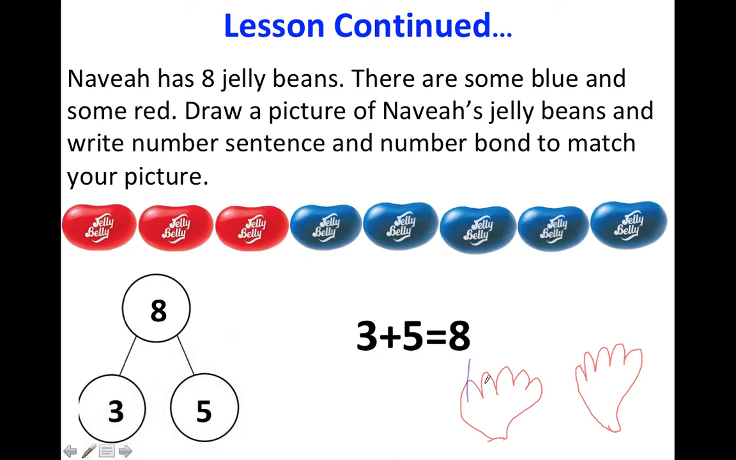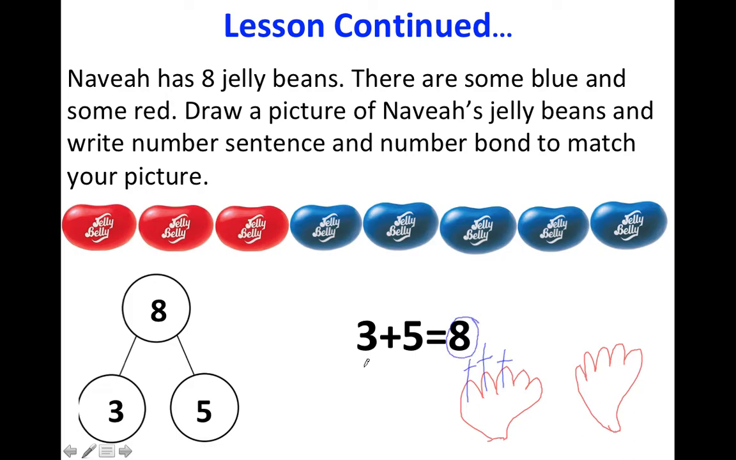So I have 3 jelly beans first. Then I have 5 fingers on the other hand. Do I really have to count through one again? No, I can just count on. I have 5 fingers, so these 5 fingers represent the 5 jelly beans here. So I'll just count on 6, 7, 8. So I have 8 jelly beans all together.